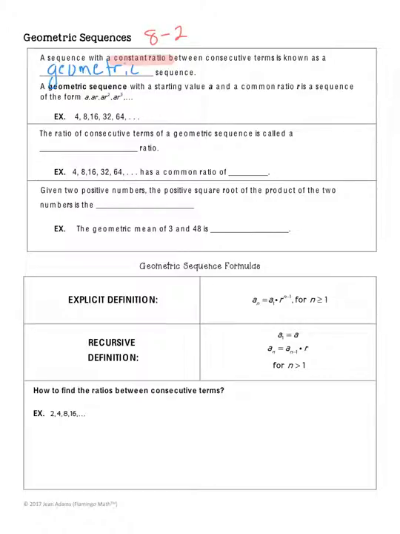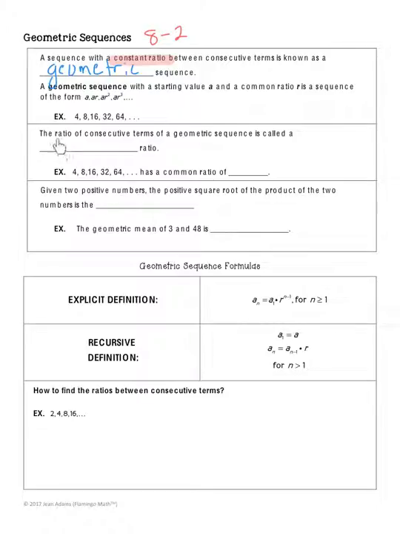So if it appears like you're dividing each number by something to get the next number, you're really multiplying by a fraction. In other words, dividing by 2 is the same as multiplying by 1/2. Dividing by 5 is the same as multiplying by 1/5. So your common ratio will always be considered a multiplication.